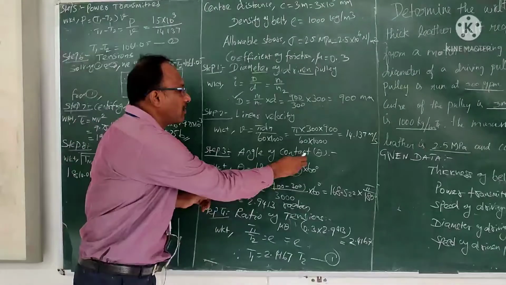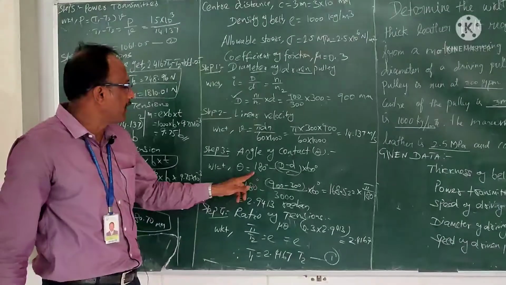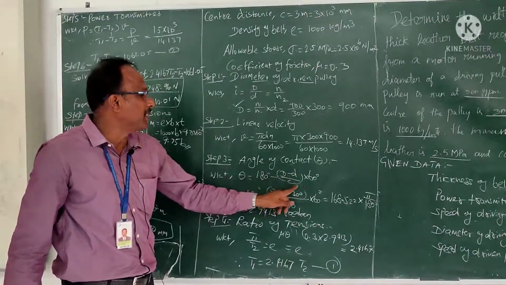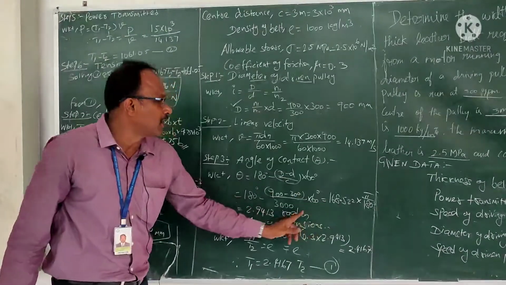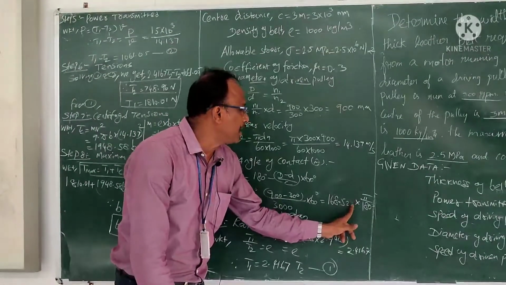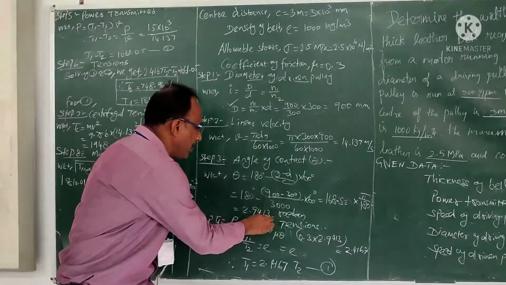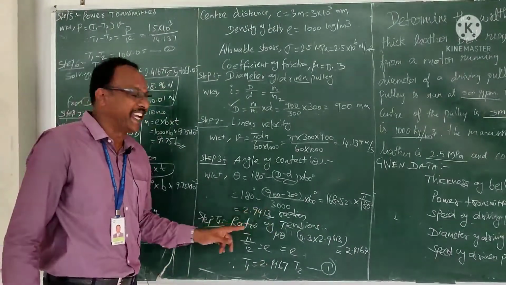Step 3, angle of contact theta. We know that theta for open belt drive is 180 minus D minus d by C into 60 degree. Substituting the values we get 168.52 degree. So multiply by pi by 180 for getting the radian, so we get 2.9413 radian.